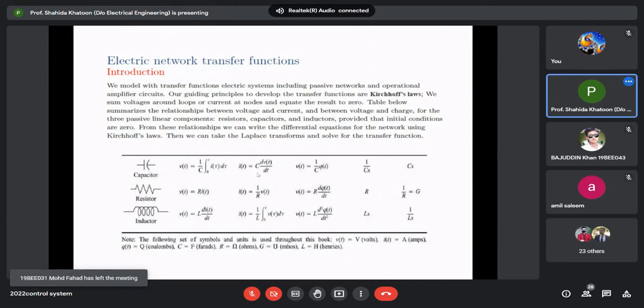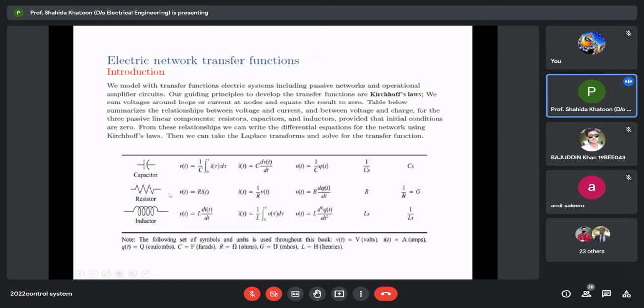Okay, and since v(t) can be written as q(t) upon C, right? Voltage is equal to charge upon capacitance. So if we take the Laplace transform, it becomes 1 by Cs, and if we take the inverse of it, it is Cs.